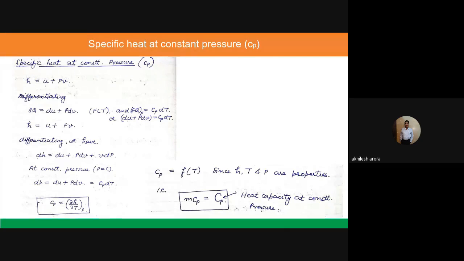Now let us discuss the specific heat at constant pressure, CP. Okay. Now we know that H is equal to U plus PV. I just told you that enthalpy is a function of temperature, and it is given by H is equal to U plus PV. And I also know that from the first law of thermodynamics, delta Q is equal to dU plus PdV. This is the first law of thermodynamics for a process.